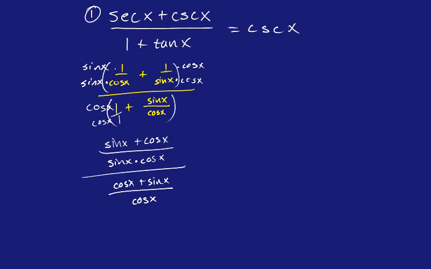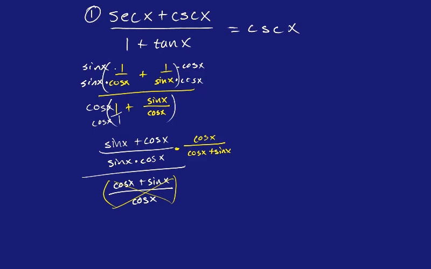So now what do you do when you divide two fractions? You need to multiply by the reciprocal. And so I'm actually going to write it right next to our numerator. So we're going to multiply by the reciprocal of this guy. So it's going to be times cosine of x over cosine of x plus sine of x. So we flip that guy, and that's what we're multiplying by. So don't look at that anymore.